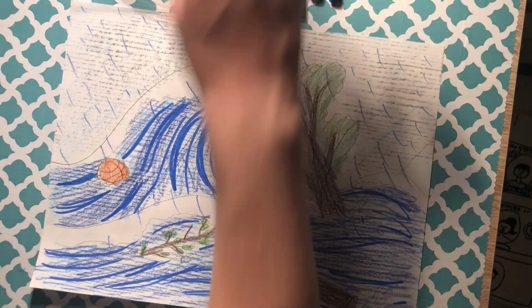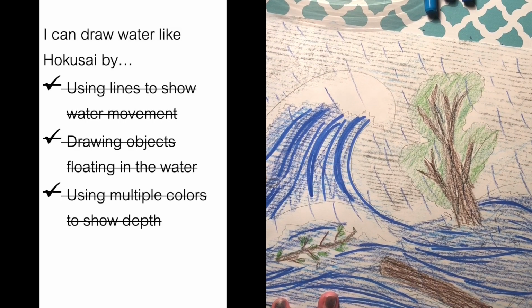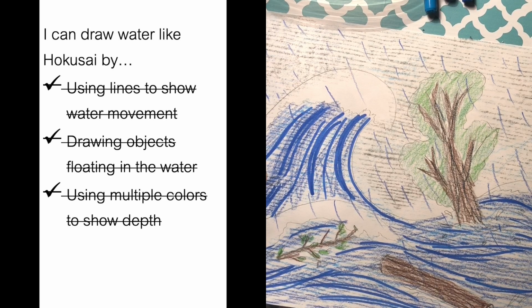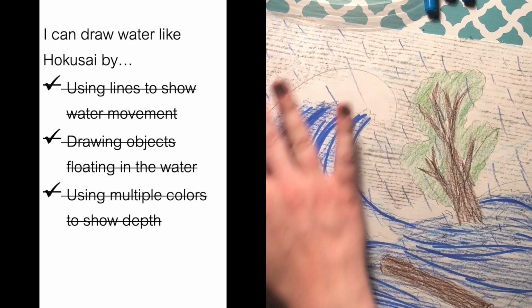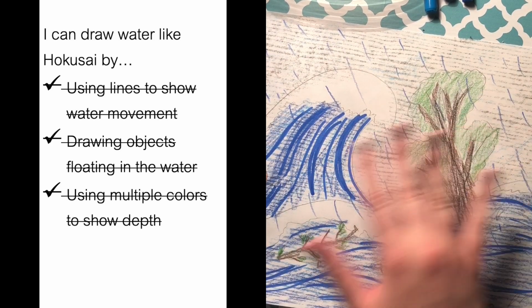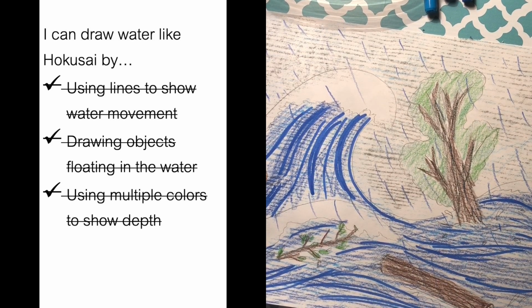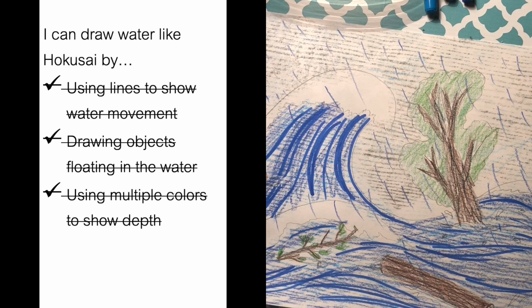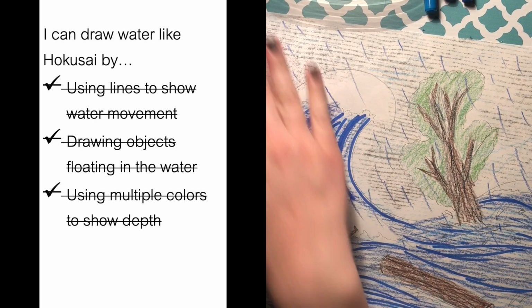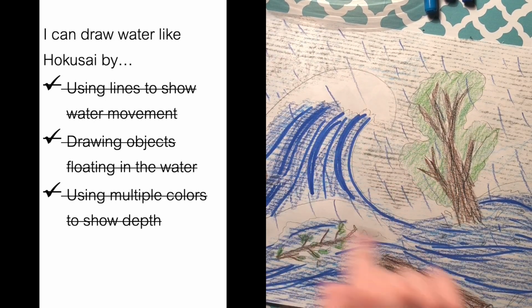And there you have it, my friends. We have completed our learning target. We used multiple colors to make the water look deep and to make the whole scene look more interesting. We added some rain and some storm clouds, some gray to our sky to make it look like it's raining, because remember, floods happen when it rains so much the land can't handle it. And then we added stuff floating in the water, like the water had pushed it away and picked it up. And we used lines to show movement in our rain and in our waves.